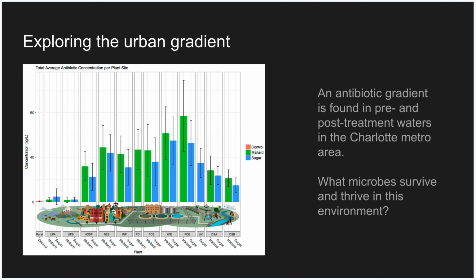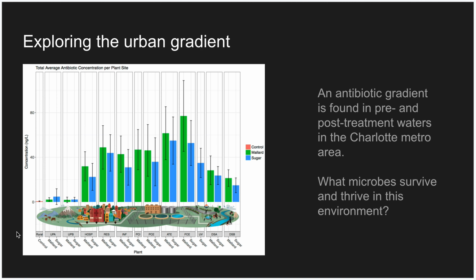The interesting thing that we found in this study was we measured 10 different types of antibiotics using mass spectrometry in the same samples that we collected sequence from, and showed that there's an antibiotic gradient between the pre and post-treatment waters in the Charlotte metro area.